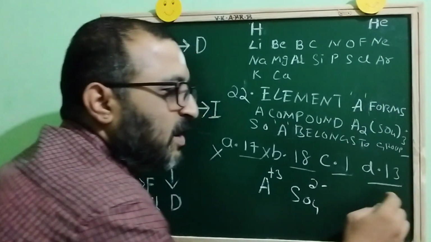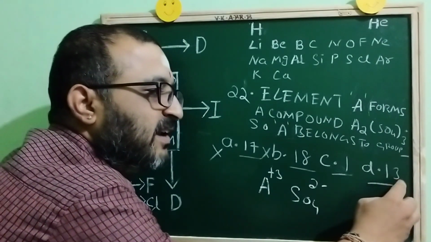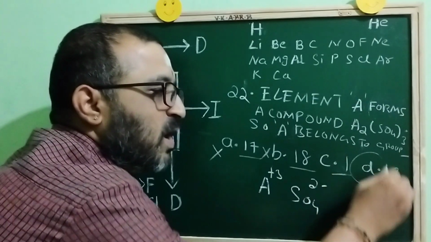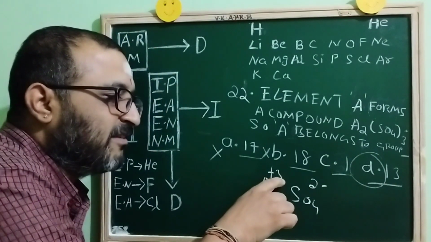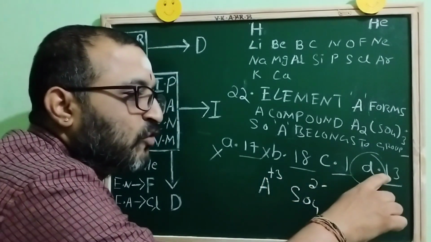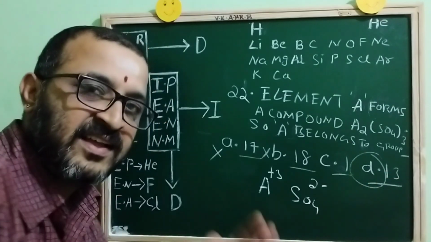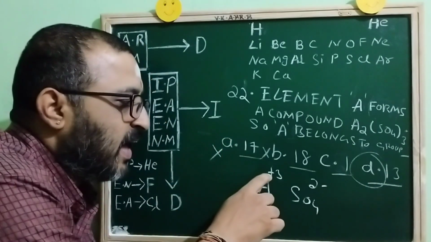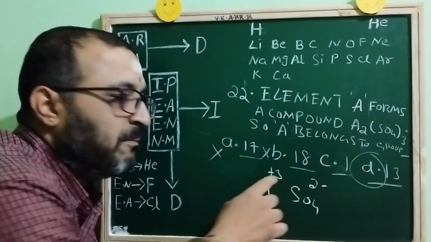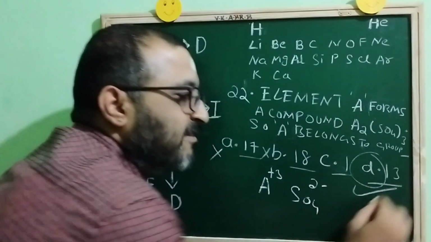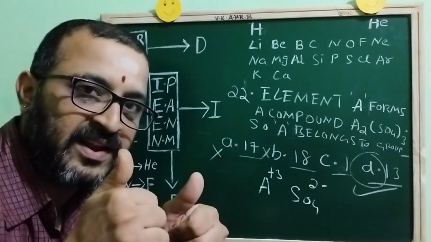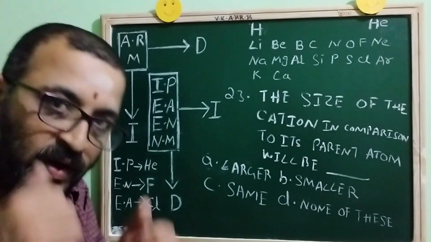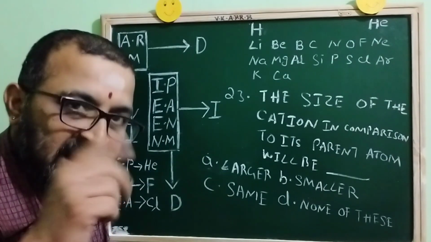So finally we are left with group 13. Yes, this is the one which will exhibit a valency of what? Plus 3. Group 13 means 3 electrons in the outermost shell. After losing those, it will become plus 3. So the answer for this question is option D. Okay, children, we'll proceed with the next question.